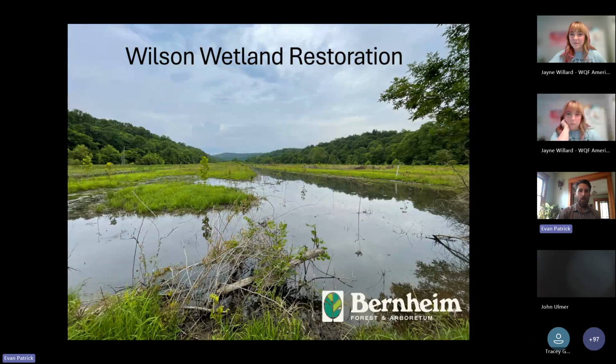One more big large-scale restoration project that I want to talk about is the Wilson Wetland Restoration. This was just completed. We restored 20 acres of wetland within the Wilson Bottom. Basically, we found an area with hydric soil, and we plugged the ditches that drained this site into a creek. The creek is located over here on the right side. And so we plugged these ditches and allowed this site to flood.